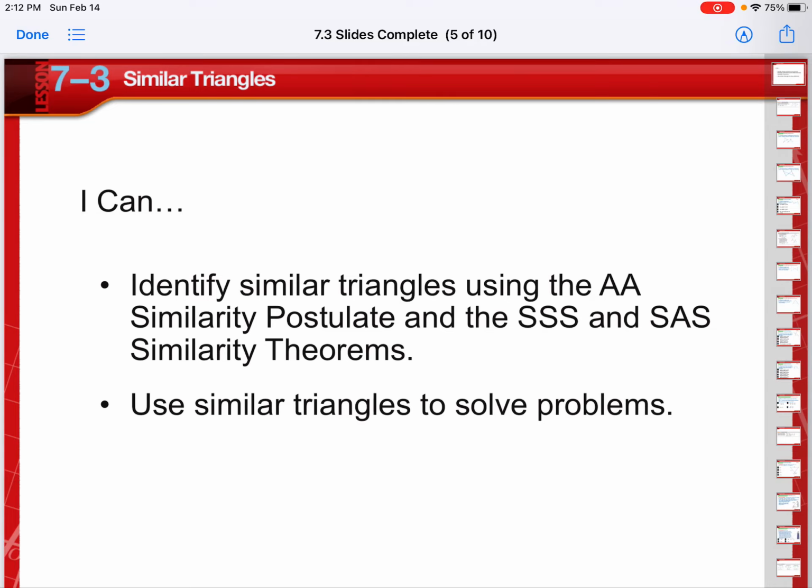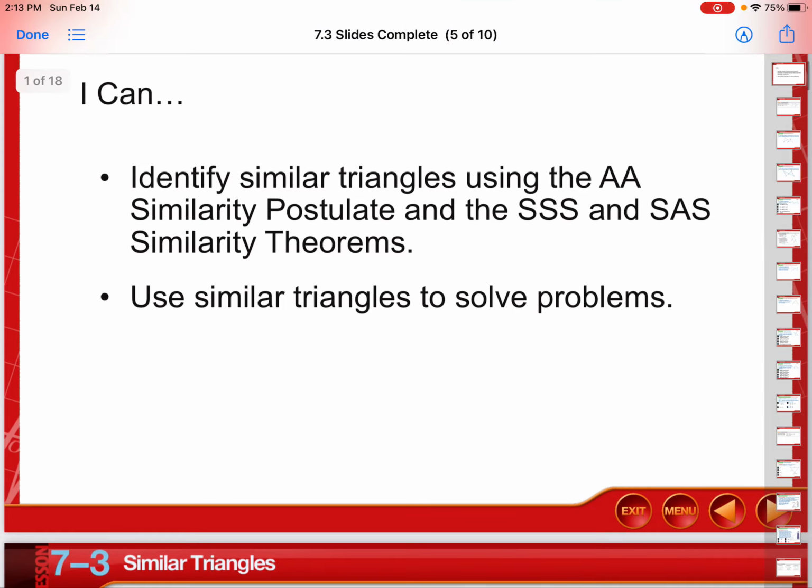Alright, so today we are talking about similar triangles, and our I can statements for today are I can identify similar triangles using the angle-angle similarity postulate and the side-side-side and side-angle-side similarity theorems. We will also be able to use similar triangles to solve problems, both with and without algebra. Ooh, spooky.